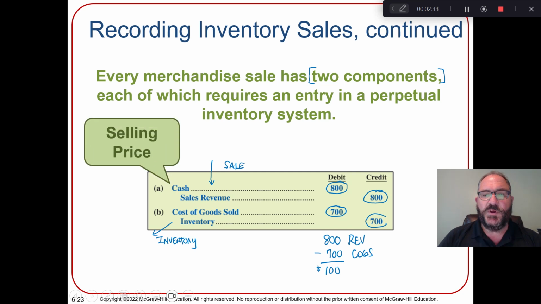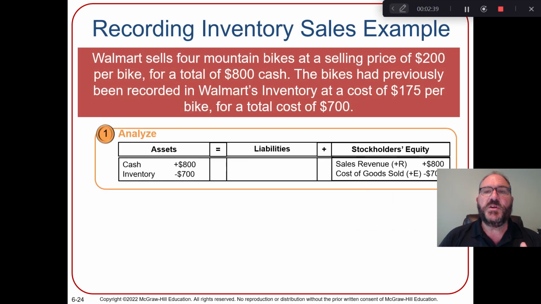So there's the selling price, and there's the cost of the goods, the inventory. Let's look at an example. Walmart sells 4 mountain bikes at a price of $200 per bike for a total of $800 in cash. The bikes had previously been recorded in Walmart's inventory at a cost of $175 per bike for a total cost of $700.